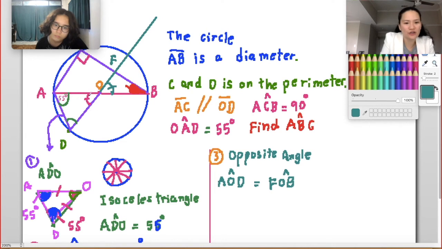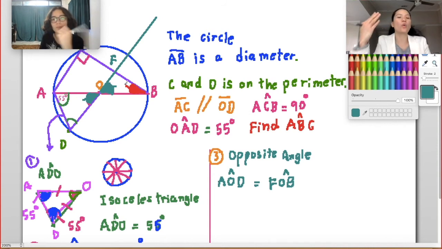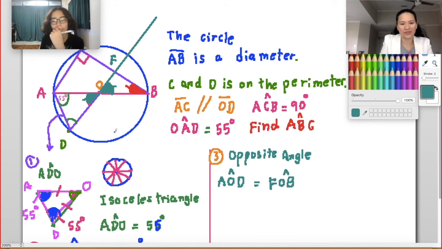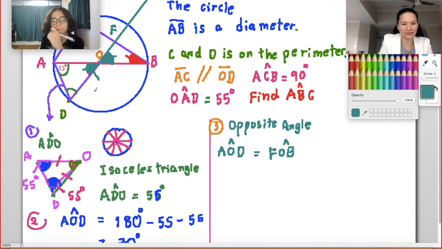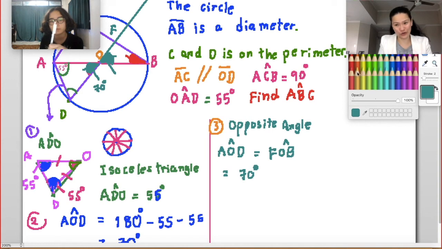Let me put the color for you again. Yeah, can you see that? AOD equals FOB because it's the quality or characteristic of opposite angle. So we found that this one is 70. How about this one? What is it? 70. So it's equals 70. Wow! Wow, that's good one.